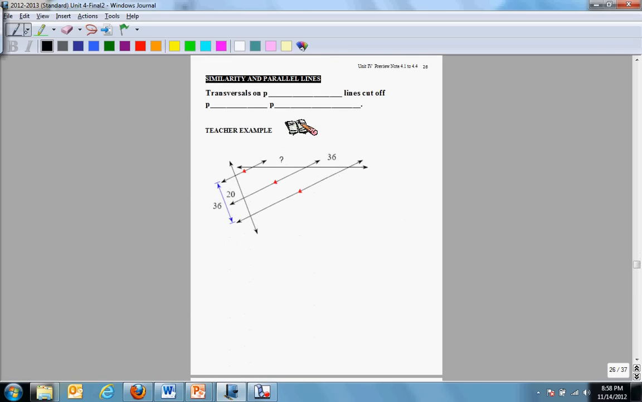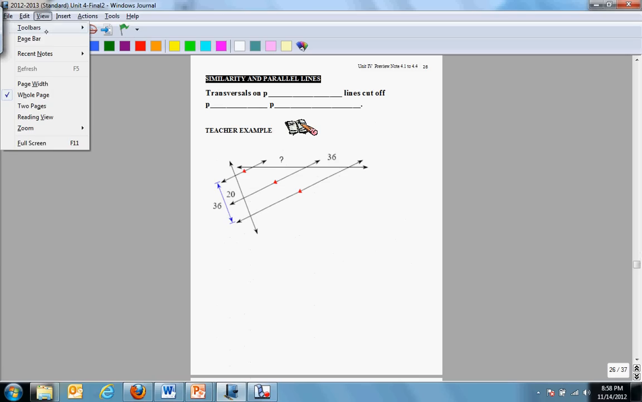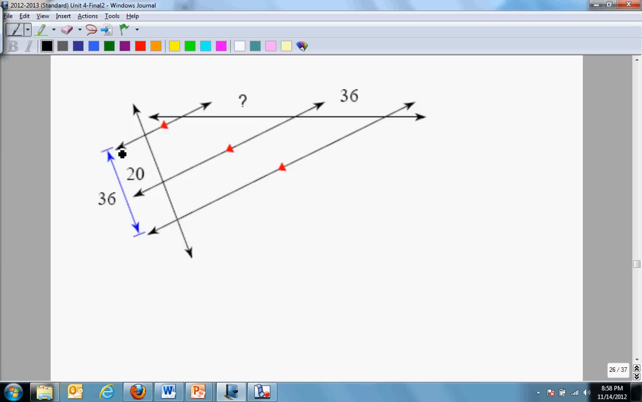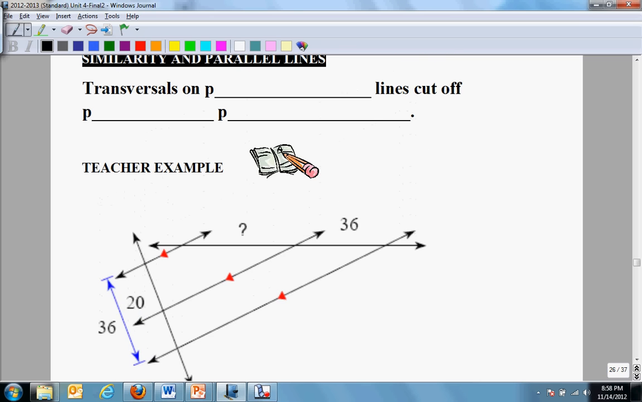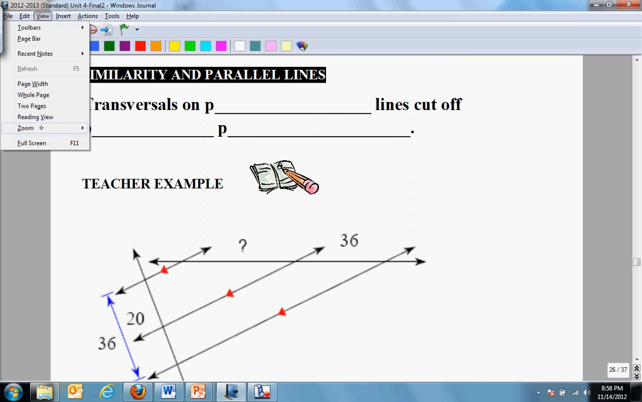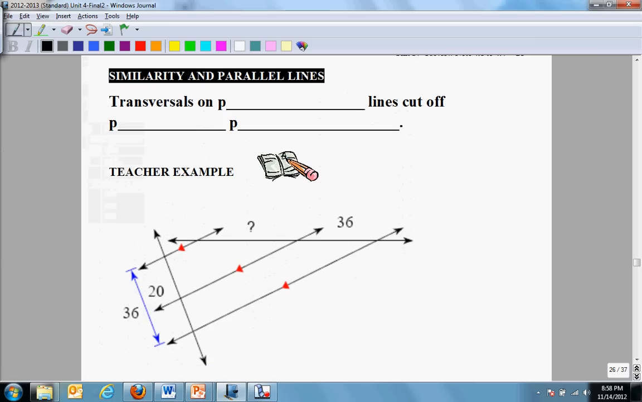Last thing you need to be able to do is just to deal with parallel lines as a whole. And here, when you have parallel lines, the transversals on parallel lines, that's the stir stick, cut off proportional parts. They cut off proportional parts, which means you can create proportions like so. Now all you have to do is be very careful how you mirror this.